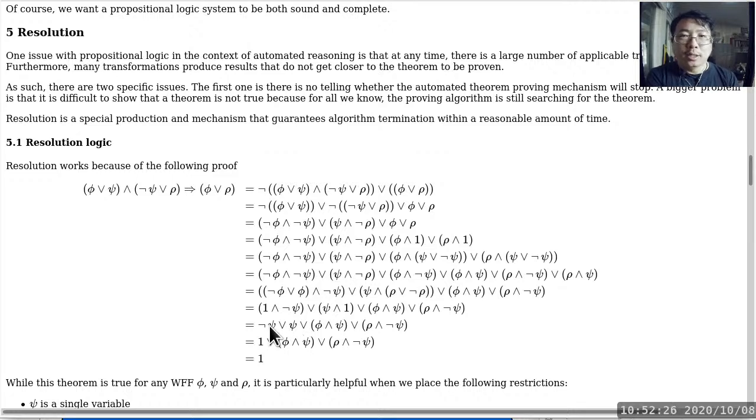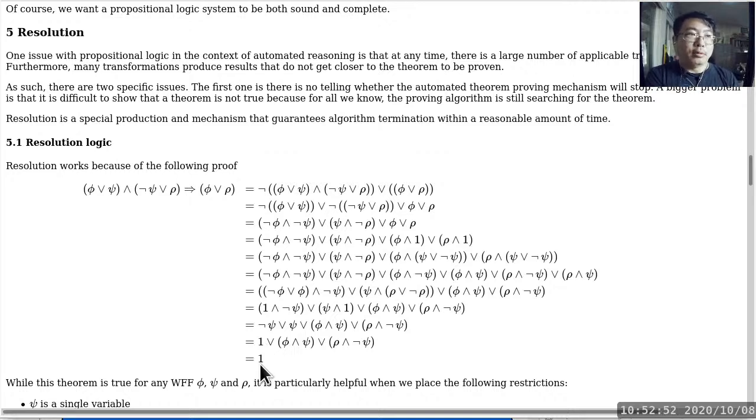Sorry, this is psi. So when we see not psi or psi, that is just true because, between the psi and the not psi, one of them has to be true. And in an or, if at least one side is true, the whole thing is true. So now we have one or true or whatever. Well, true or whatever is always just true. There's no way to turn the true to false again when all you can do is disjunction. So now we have this true in the end.